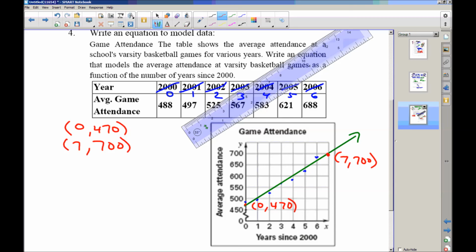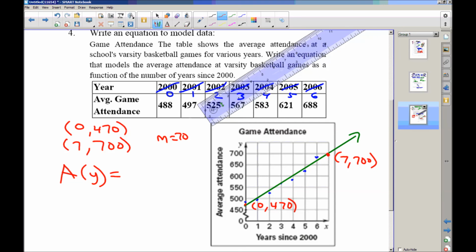Okay, so we're going to compare the year and our attendance. So our attendance is our output at some given year, and we need to find the slope. Okay, so my slope is going to be 700 minus 470 over top of 7 minus 0. So 700 minus 470 is 240 over 7. And I'm going to get the calculator here. Oops, I'm sorry, that's 230 over 7.